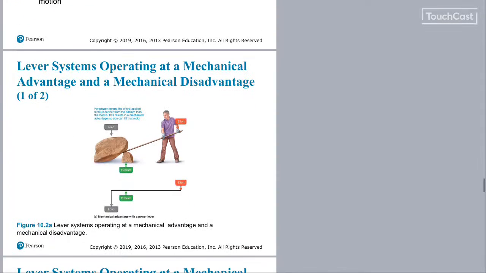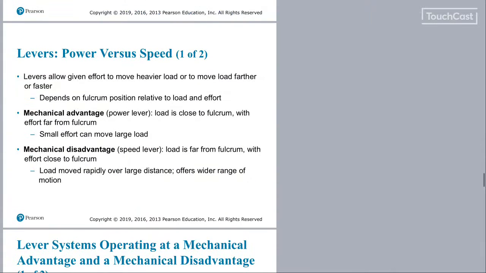If we look at this example of a person trying to move a large rock, you can see that the load is closer to the fulcrum and the effort, or the man that is pushing down on the stick, is farther away. Now granted, this is a large load only moved a very small distance, but the effort required to do so is also minimal. This is operating at a mechanical advantage.